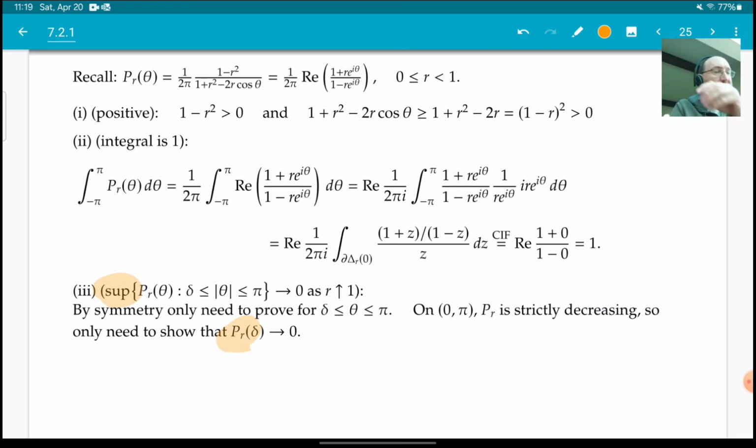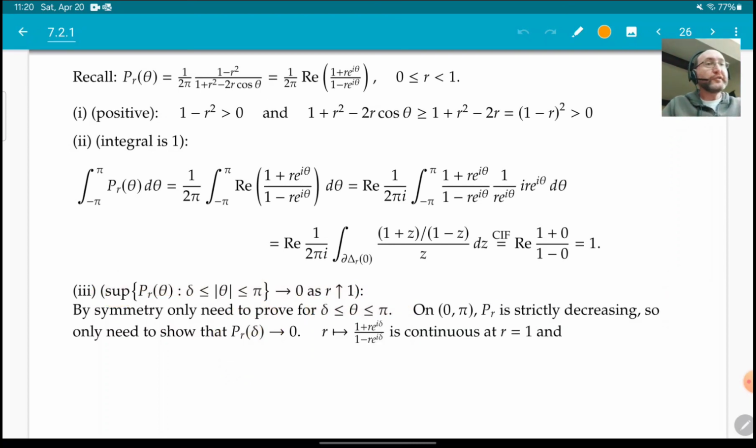You can see it on the graphs. It was a peak, going up from minus pi to 0, and then going down from 0 to pi. You can also see that from the formula; it's just a little bit of calculus. So we have a strictly decreasing function, and we only need to look at the value at the beginning of this interval, which is delta. If we show that P_r of delta goes to 0 as r goes to 1, we're showing this more complicated limit.